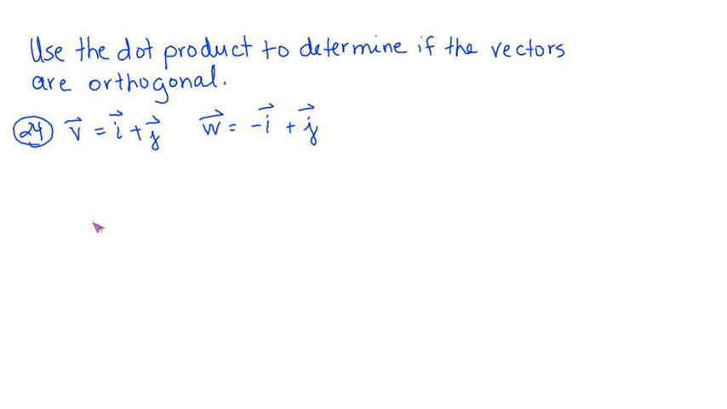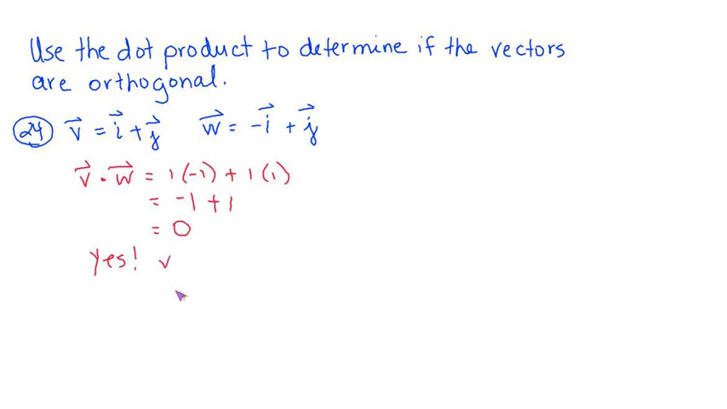So that means V dot W, using my formula, that would be 1 times negative 1 plus 1 times 1. That's going to give me negative 1 plus 1, which of course is 0. So yes, that means yes, vector V and vector W are orthogonal.